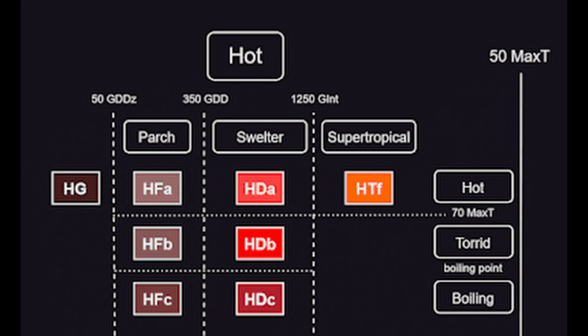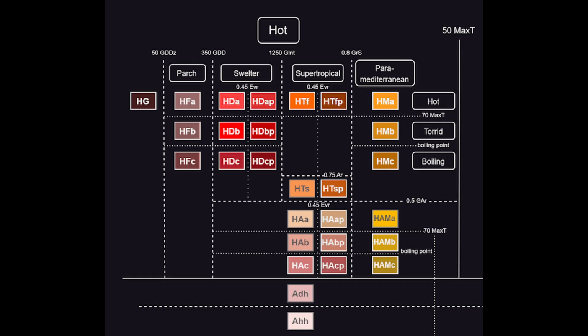HXA is hot summers and gets above 50 degrees. HXB is torrid summers and gets above 70 degrees. And HXC is boiling summers and gets above boiling. HT cannot be torrid or boiling, and all other zones get all three thermal classifiers. Arid zones get an extra summer section.